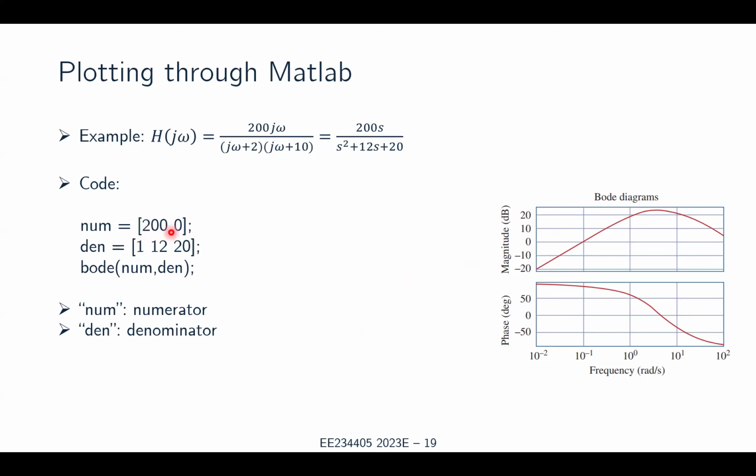So num is the numerator and then the denominator. If you have 200 here and 0, it means that this is 200 times s to the 1, and this is 0 times s to the 0. So this is just 200s, right? And the denominator is the same, so you have s squared plus 12s plus 20.